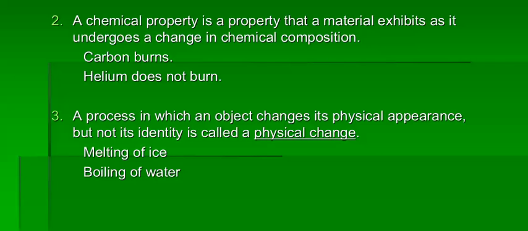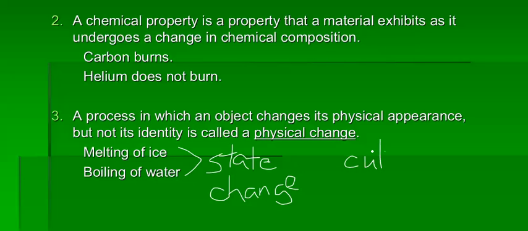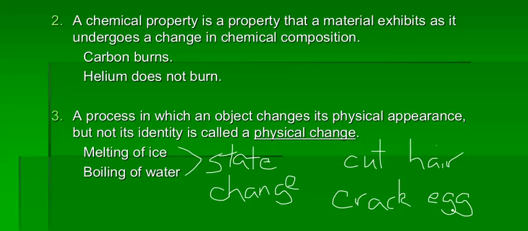Now, along with the physical and chemical properties, we have physical and chemical changes. A physical change is a process in which an object changes its appearance, but not its identity. Anytime you have a state change, like melting, boiling, condensing, freezing, subliming, those are all physical changes because it's the same substance. Another physical change would be if you cut hair. It's still hair, it just looks different in appearance. Or if you crack an egg, it's still the egg, it just looks different. So those are physical changes. It's the same substance, it just looks different.